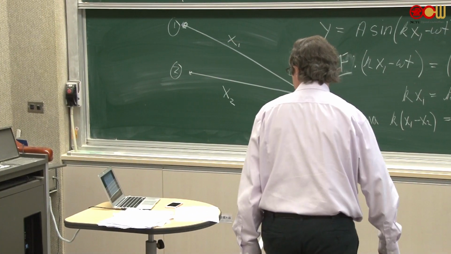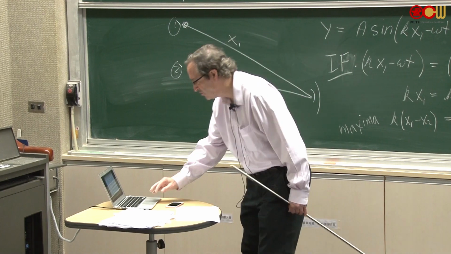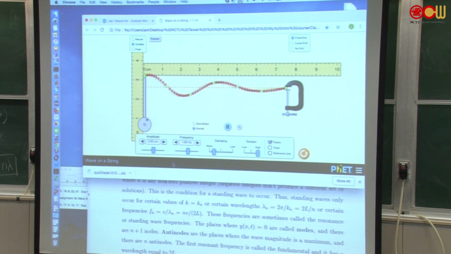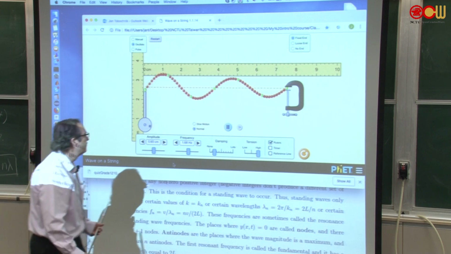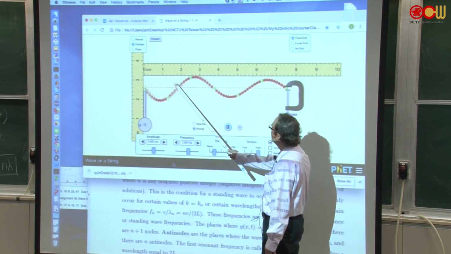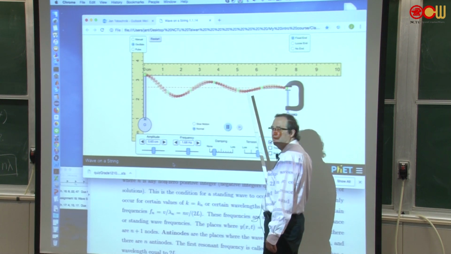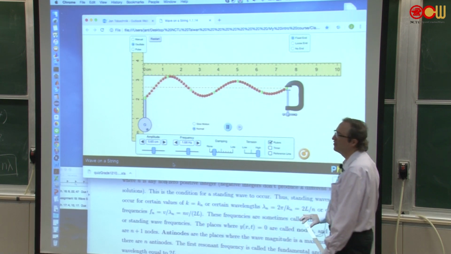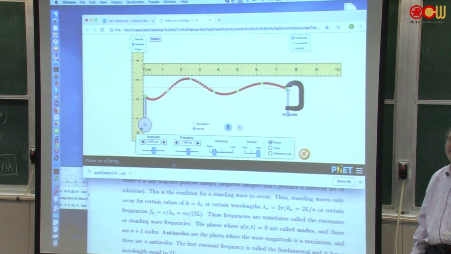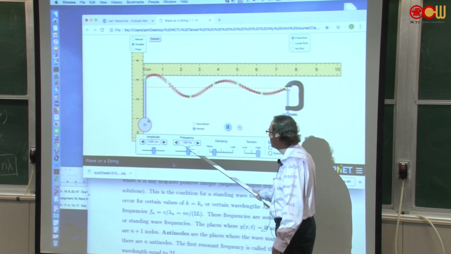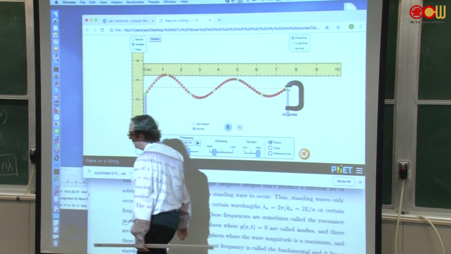So let's see what that means physically. I'm going to try and show you that on this simulation. So we're going to oscillate this. All right, so here is a wave. It's not a standing wave. If it was a standing wave, you wouldn't see the maximum kind of moving back and forth like it is now. So I have to try and figure out where the standing wave is. I have to change the frequency to get a standing wave. Let's see if I could do that.